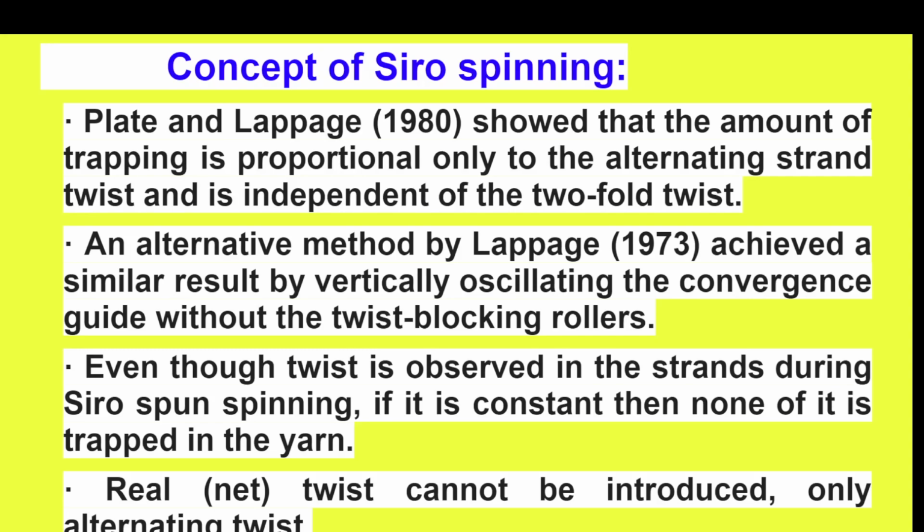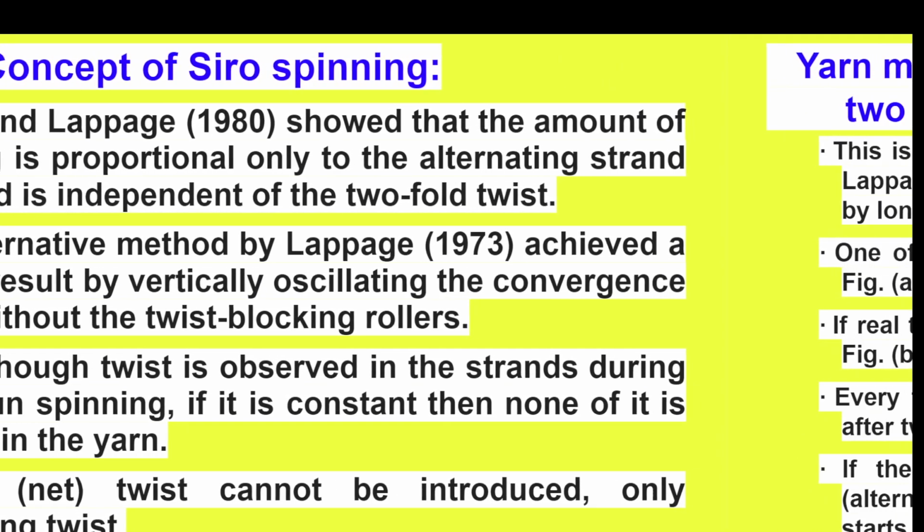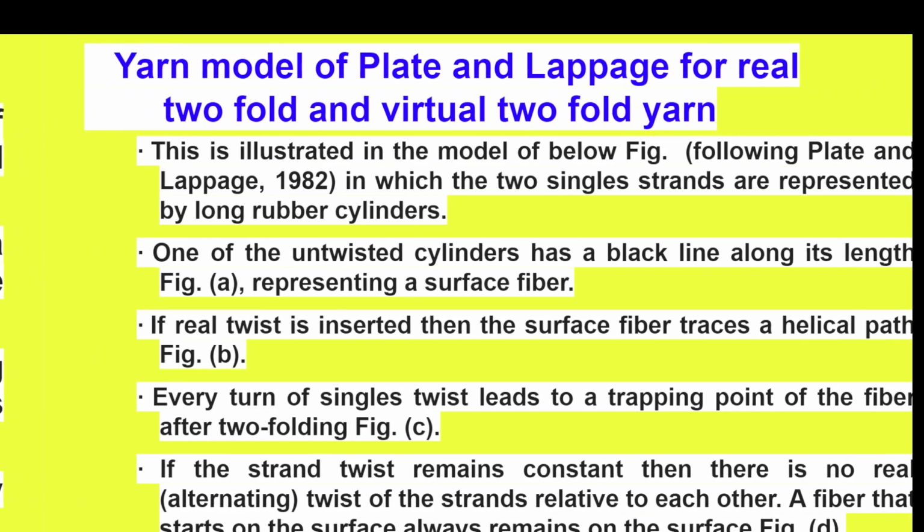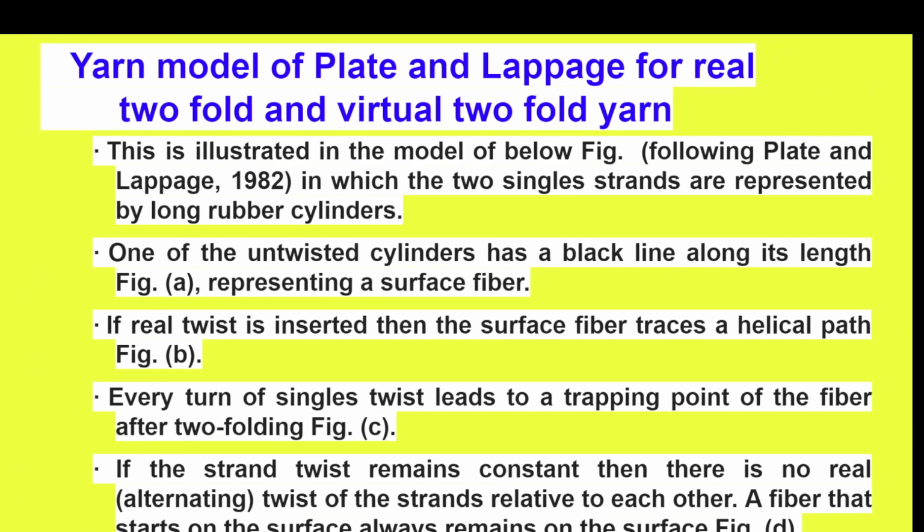The real or net twist cannot be introduced, only alternating twist. Guys, now I tell you about the yarn model of Plate and Lapis for real two-fold and virtual two-fold yarn. I have shown a picture below in which you can see the yarn model of two-fold virtual twisted yarn and real twisted yarn.